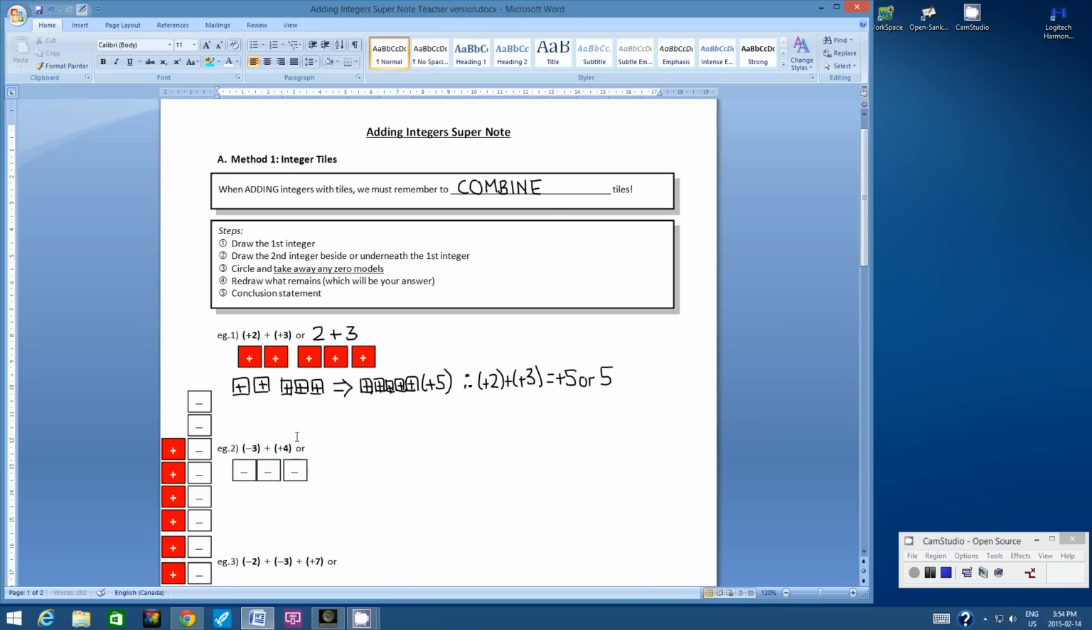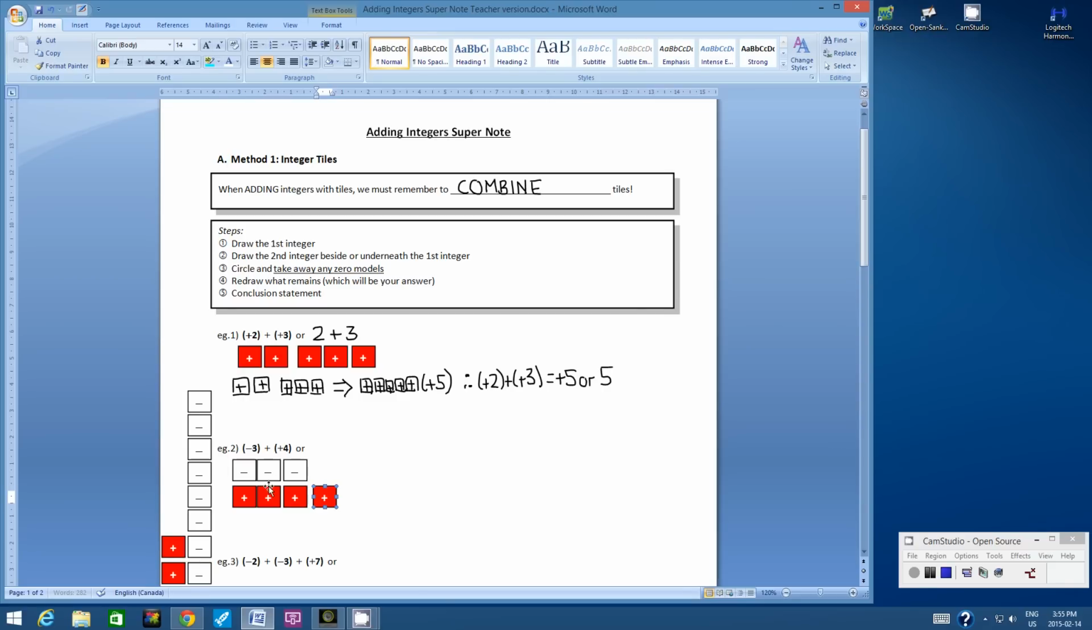The second integer is +4. As you bring over your +4 integer tiles, are you going to place them beside or underneath? What do you think? Okay, so let's bring over our 4 positive tiles. Now, hopefully you answered that you're going to place them underneath, and there's a very good reason why we're going to place them underneath.